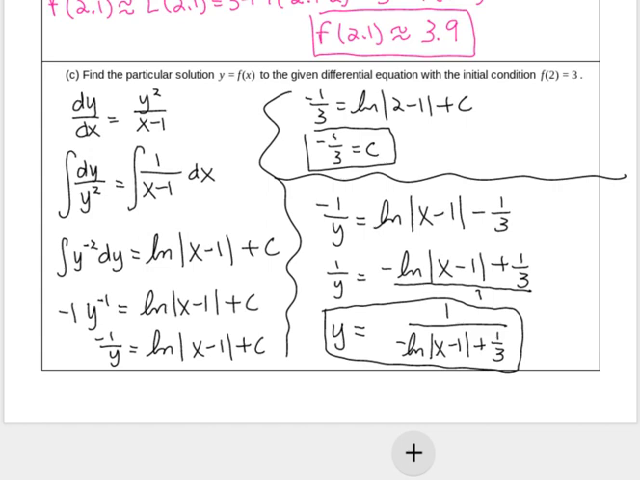If you were to get a common denominator, your answer would end up being y equals 3 over negative 3 natural log absolute value of x minus 1 plus 1. So either way that you want to do it, if you want to get rid of the fraction, you can get rid of the fraction. If you want to leave it, you can leave it. It does not matter. I need to look up points for this.